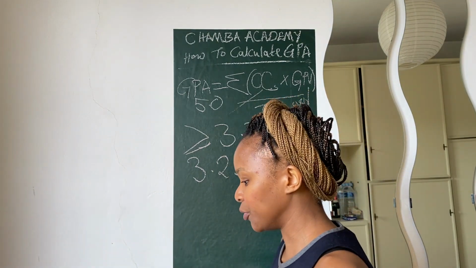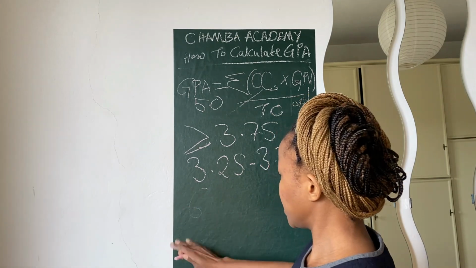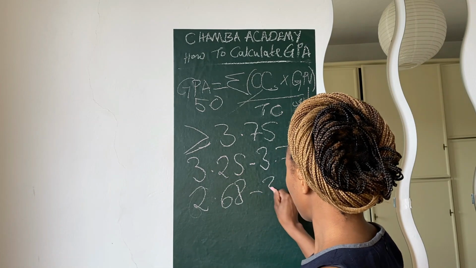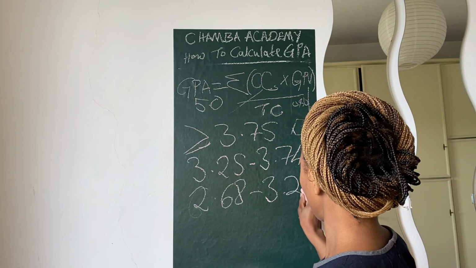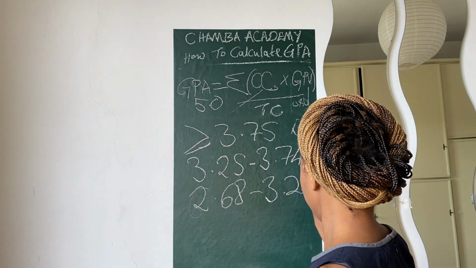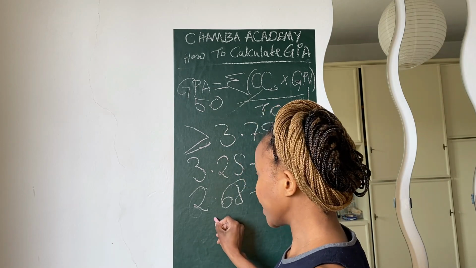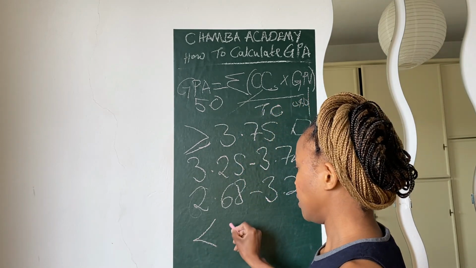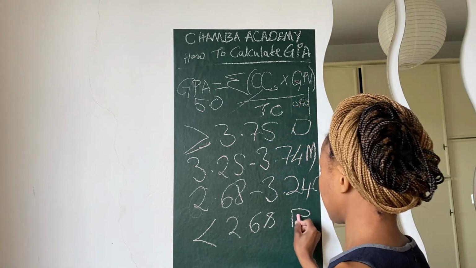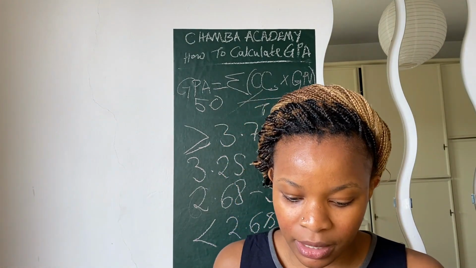And now we move on to my range. If you get in the range of 2.68 to 3.24, it's a credit. So C. And then if you get less than 2.68, that's a pass. So you graduate with a silent. It's just a mere pass.